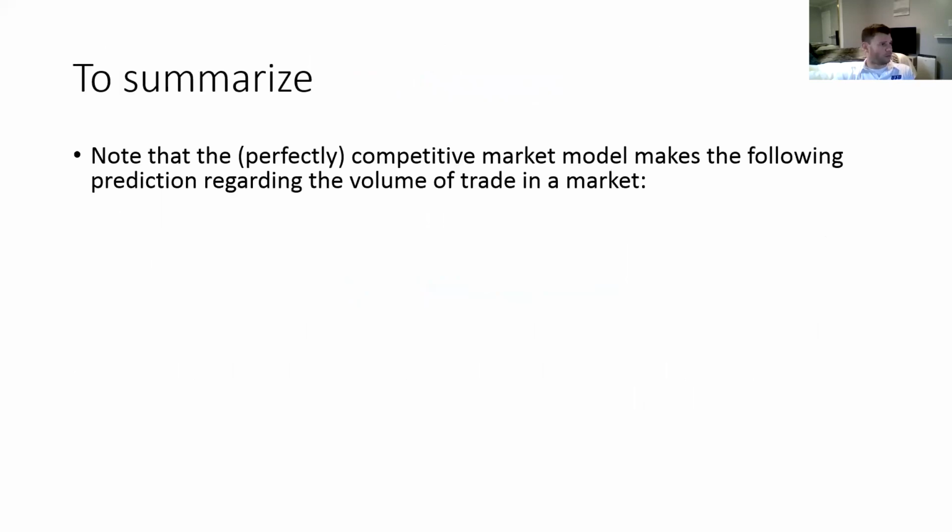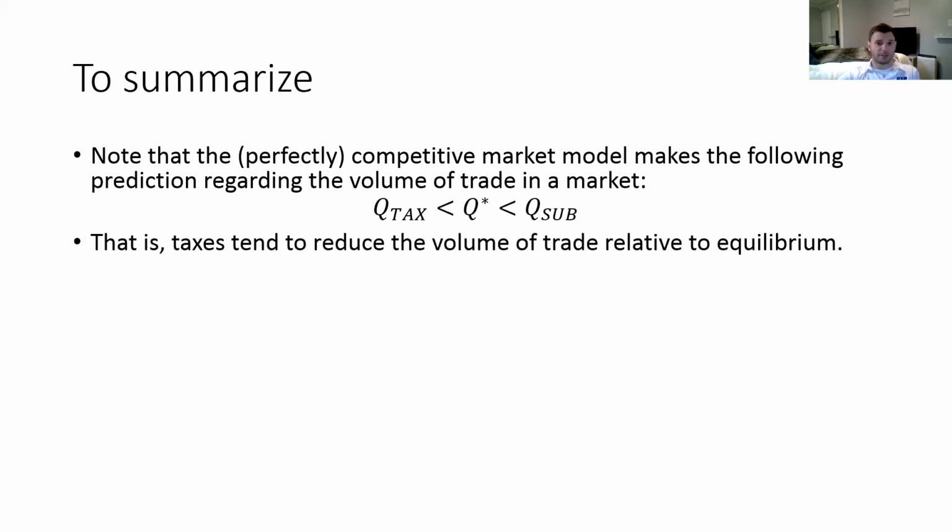The government's accounting for that $10 difference. Okay, so to summarize, the competitive market model made the following prediction regarding the volume of trade in a market under the varying policies. That quantity is restricted below equilibrium under a tax. It's pushed above equilibrium under a subsidy. In fact, a subsidy is the only type of price control we've looked at so far that has caused the volume of trade to increase above equilibrium. Price floors, ceilings, taxes, and subsidies: it's the only policy out of those four causing a deadweight loss because it is facilitating bad trades.